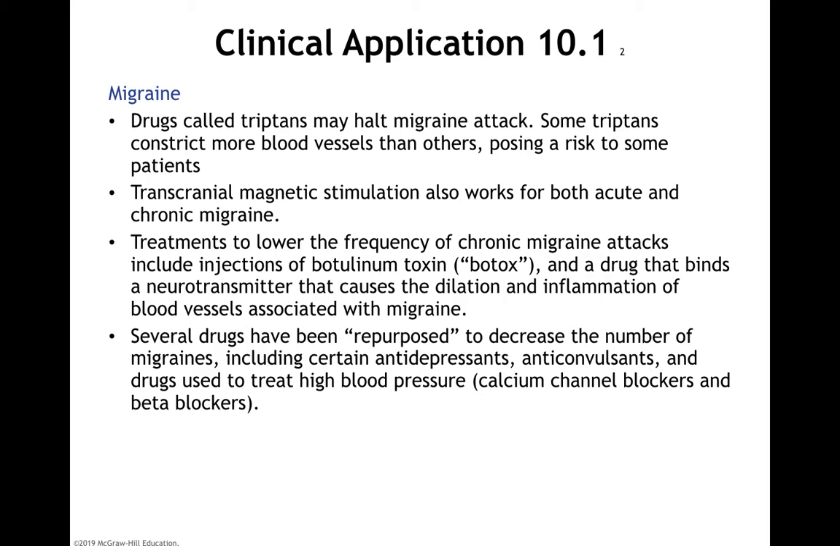Transcranial magnetic stimulation has also been shown to work for acute and chronic migraines to a certain degree. There are treatments to lower the frequency of chronic migraine attacks, which include injections of Botox and a drug that binds to neurotransmitters that causes the dilation and inflammation of blood vessels that are associated with a migraine. And there are several drugs that have been repurposed to decrease the number of migraines, including some antidepressants, anticonvulsants, and anti-high blood pressure drugs. Those are calcium channel blockers and beta blockers.